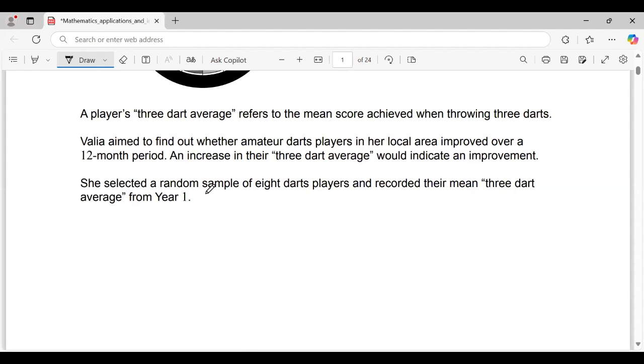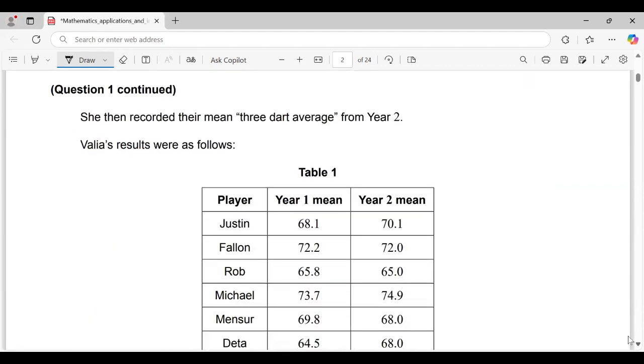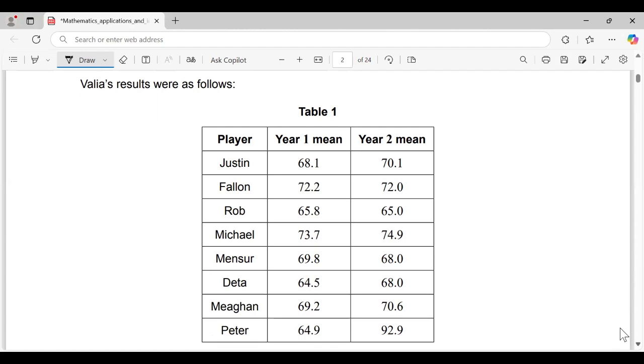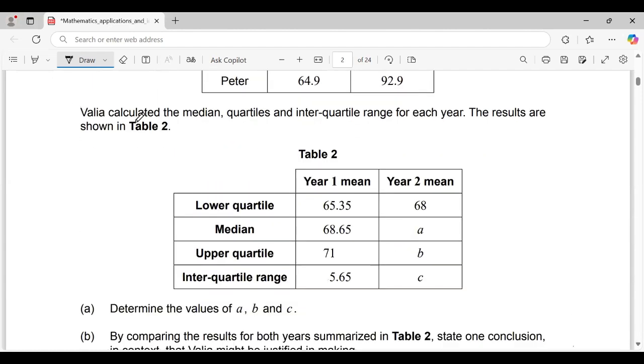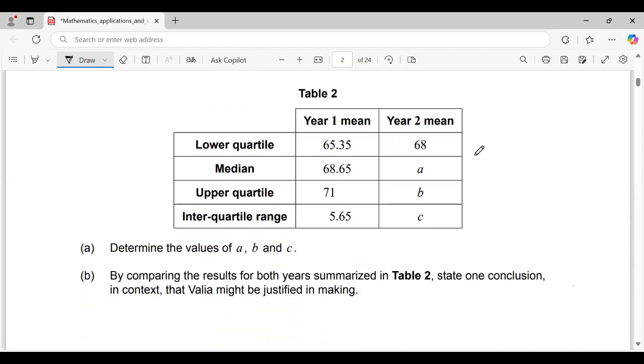She selected a random sample of 8 darts players and recorded their mean three-dart average from year 1. She then recorded their mean three-dart average from year 2. Valia's results were as follows, in the data table. Valia calculated the median, quartiles and interquartile range for each year. The results are shown in Table 2. Median A, upper quartile B, interquartile range C. Determine the values of A, B, and C.